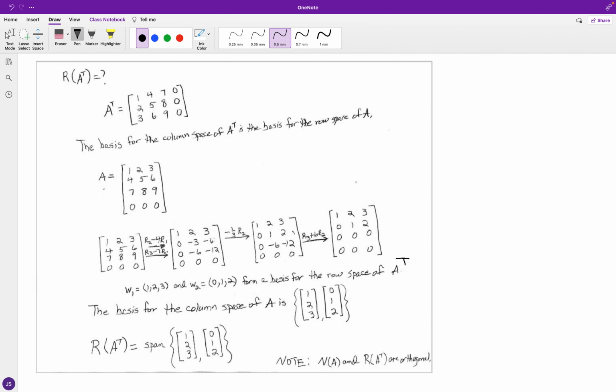And for the column space of the transpose of A, that is going to be the span of the entire set. And once again, the null space of A and the column space of the transpose of A are going to be orthogonal to each other.